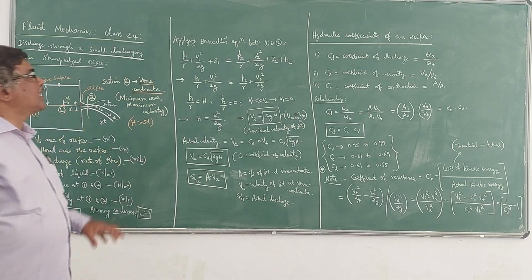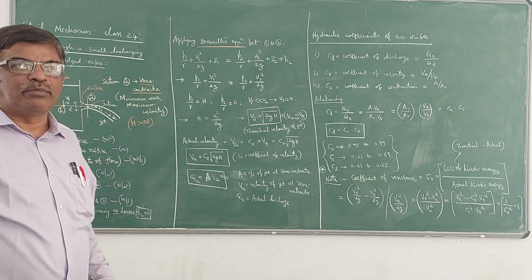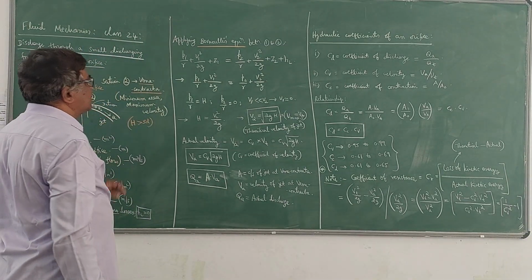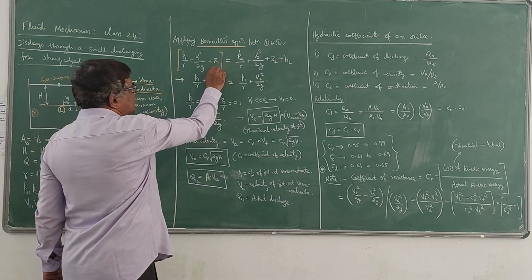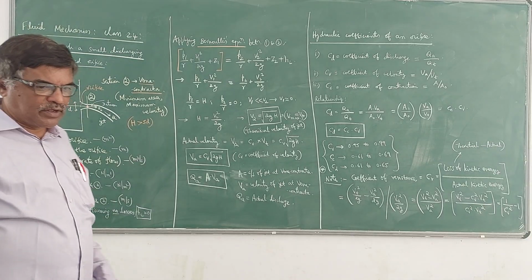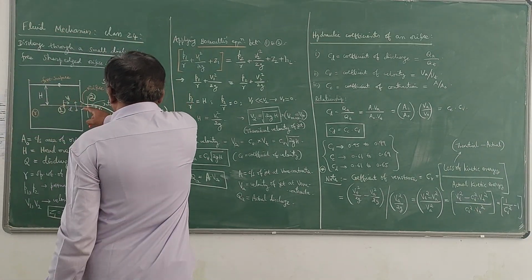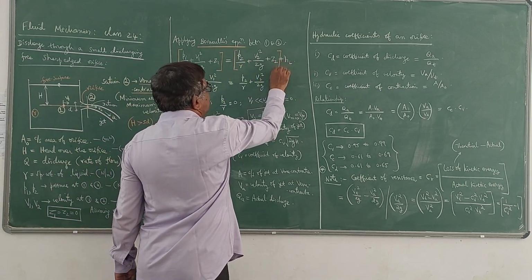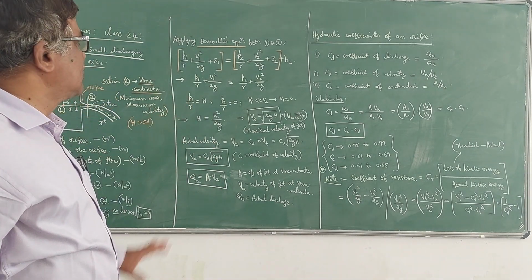Now we are going to apply Bernoulli's equation. All these equations are derived from Bernoulli's equation. At the sections 1 and 2, I will apply Bernoulli's equation. You know that the total head remains constant. Total head consists of 3 terms: at section 1, P1 by gamma plus V1 square by 2g plus Z1. At point 2, total head is P2 by gamma plus V2 square by 2g plus Z2, of course plus HL.